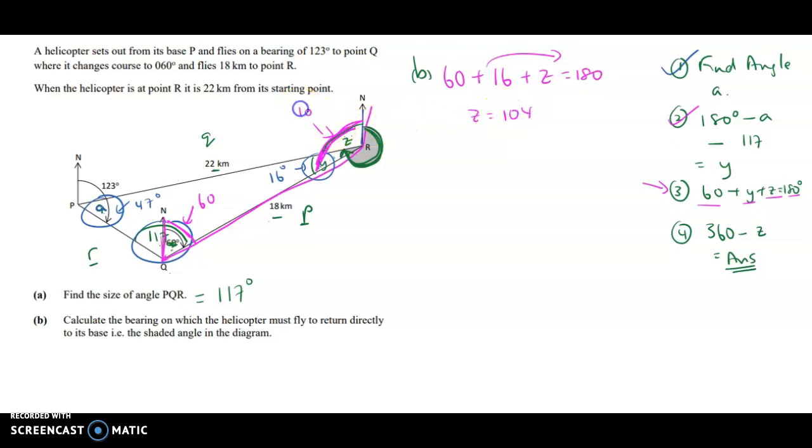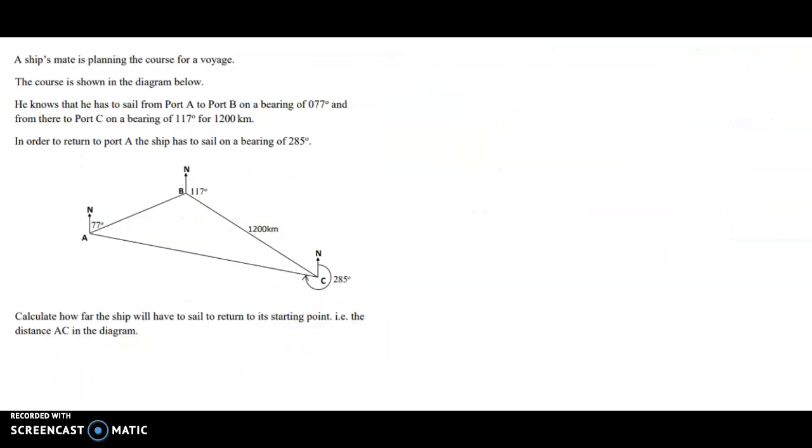So this here is 104, this angle here, this Z here, right? So if I need to find the bearing at R, that's the third step, it will be simply 360 minus Z, which will be 360 minus 104, and that will be 256. So everyone, the final answer to this is 256 degrees. I hope you understand these steps.